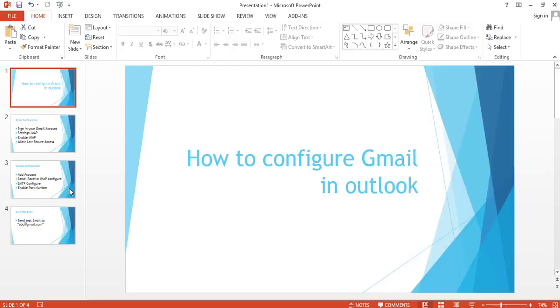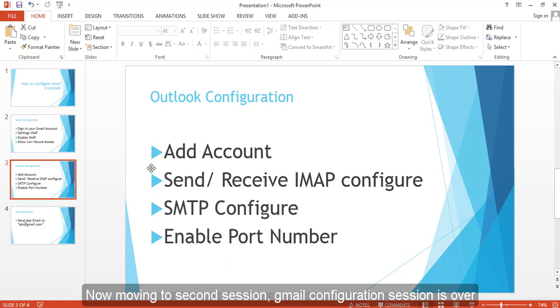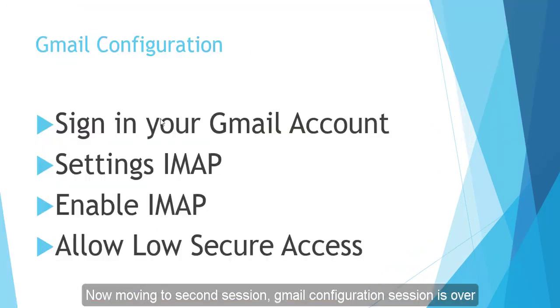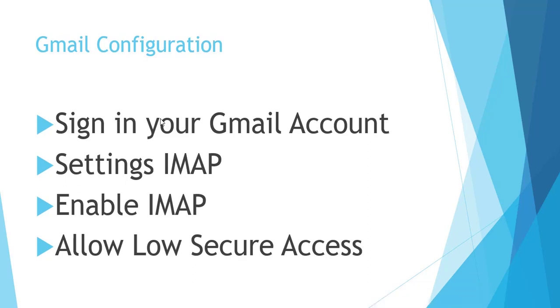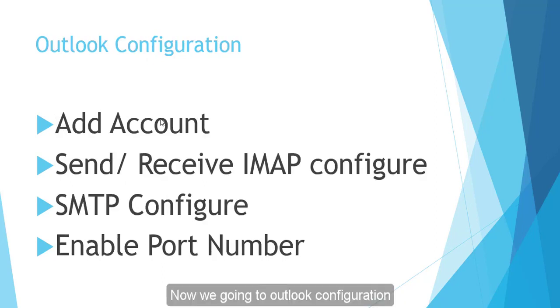Now we move to the second section. The Gmail configuration session is over. Initially we signed in to the Gmail account, and in settings IMAP is enabled and less secure access is also done. Now we go to the Outlook configuration.